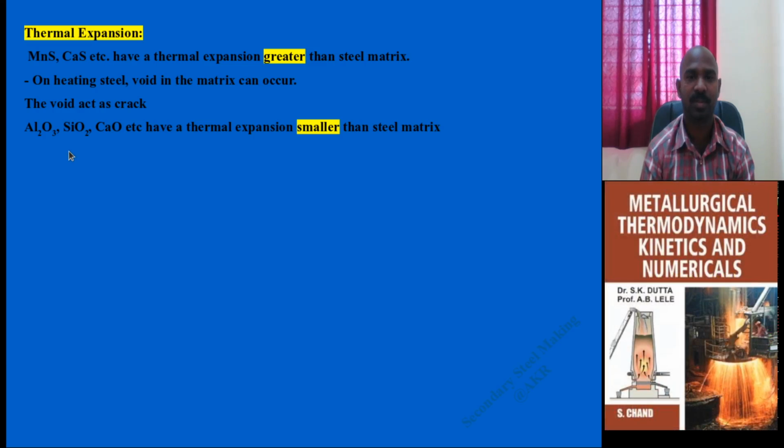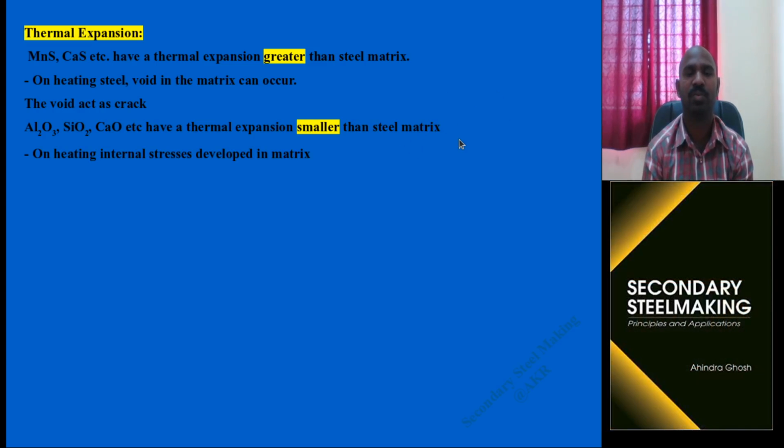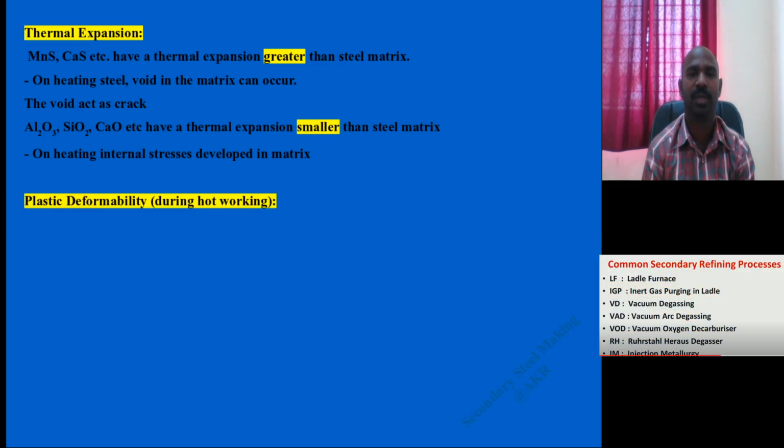And if inclusions such as oxides Al2O3, SiO2, CaO are present, these have lower thermal expansion compared to the steel matrix. This leads to the development of residual stresses or internal stresses in the matrix of the steel, so those are the concentration sites for crack initiation. That is why these things need to be avoided.